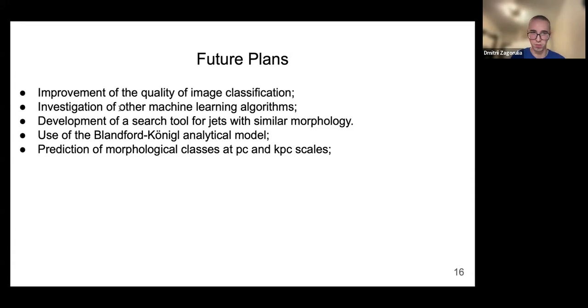We also considered using the Blandford-Königl analytical model of jets for a more physical creation of our synthetic images. And a really long-term plan is to try to adapt our model that was trained on parsec scales to kiloparsec scales, and maybe try to figure out the evolution from parsec scales to kiloparsec scales, so also with time.